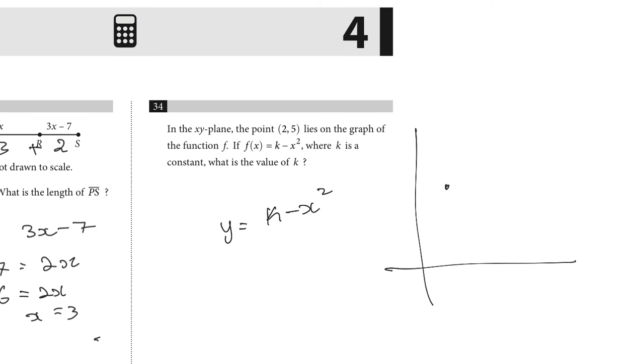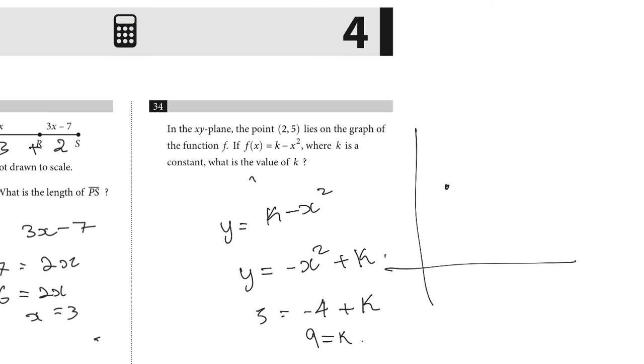So y is equal to minus x squared plus k. We can just substitute this: 5 is equal to minus 2 squared, which is minus 4, plus k, and 9 is equal to k. That's basically it.